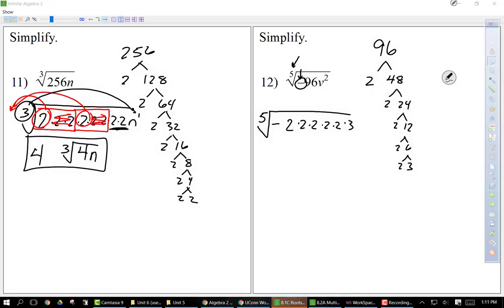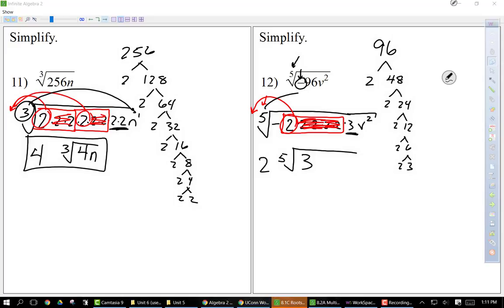And then we have the v squared at the end. I just forgot about that. So what actually happens, because we have the fifth root, I need groups of 5. Well, we have 5 2's, so that's pretty good. So one of them is going to pop. The other 4 are like long lost friends. You don't even know they're there. Okay, so the 2 popped out. The fifth root is still there. This 3 didn't get touched.